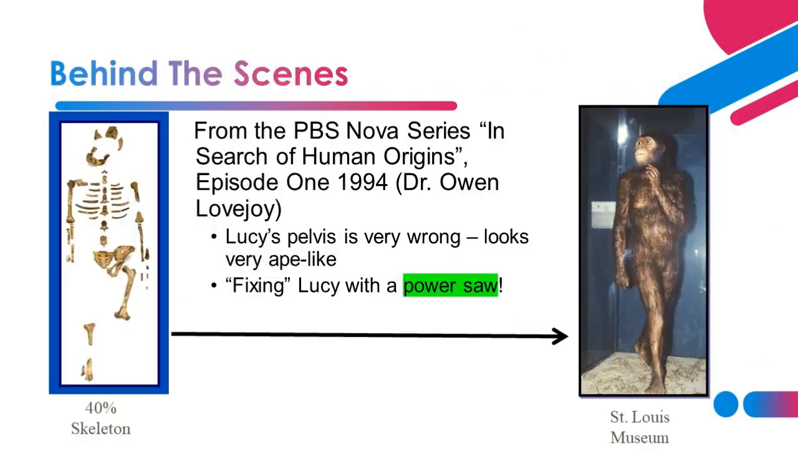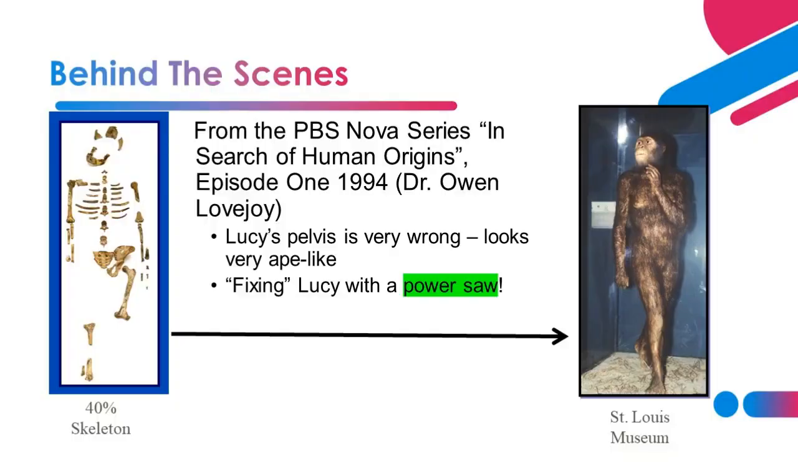From this to this, they had to power saw the hip bone to fit Lucy to look like she was walking upright. Got the bone and chopped it off.